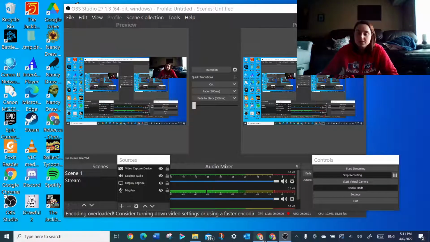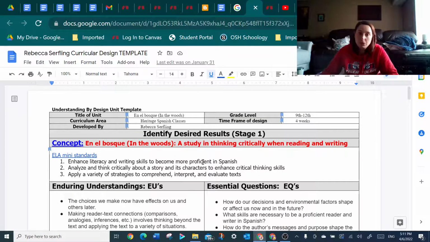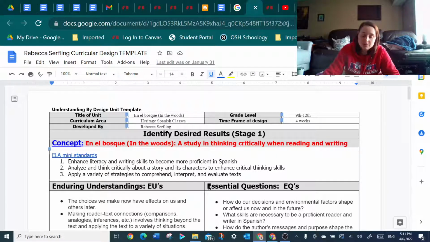Okay, so I'm gonna put up my reflection for my curricular design, backwards design unit from last trimester. I'm sorry, semester. I teach trimesters. And so this is my reflection on how that went. I want to be kind of upfront that we have not finished this unit.